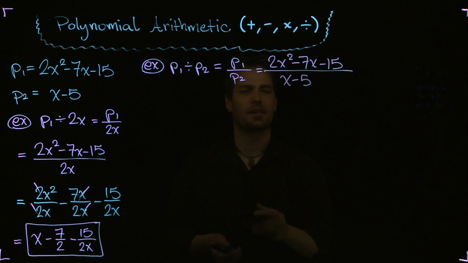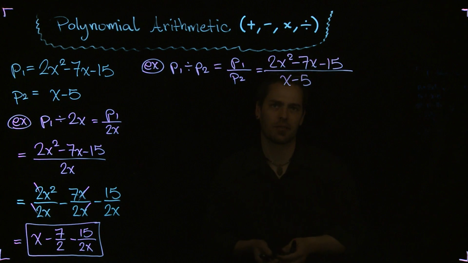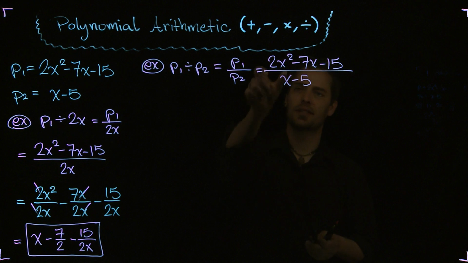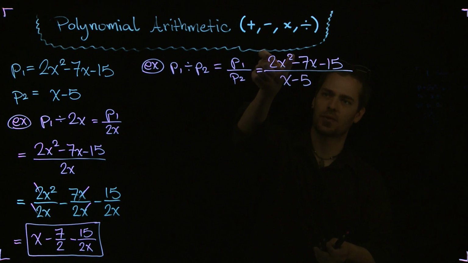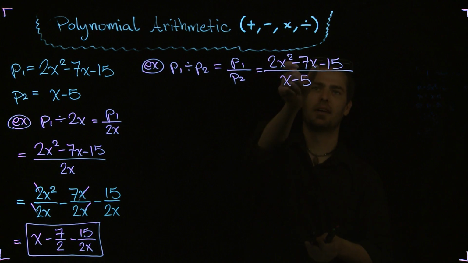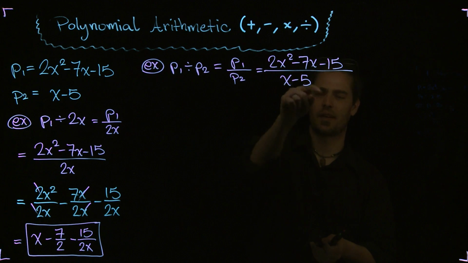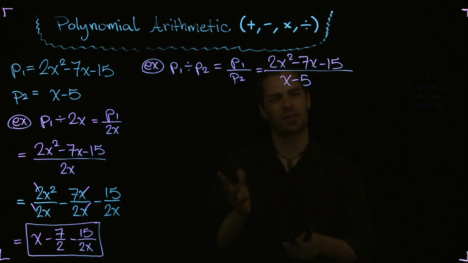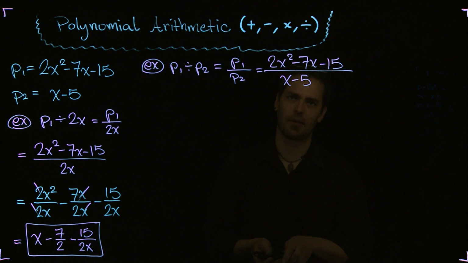x minus 5. Now this time I have to be a little bit more careful because I have a binomial in the denominator. I could separate it term by term, but it would be 2x squared over x minus 5, negative 7x over x minus 5, negative 15 over x minus 5. You have to take that whole unit, okay? So I'm not sure that's the best approach. In fact, I know it isn't. I'm cheating for this problem.